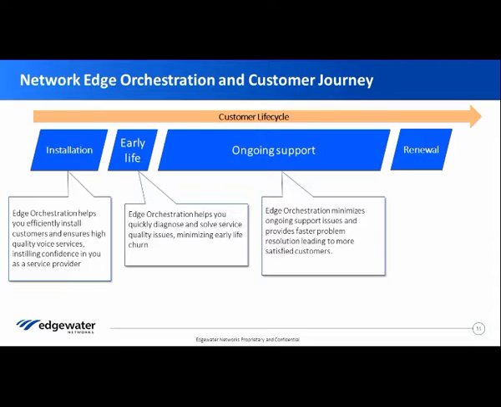So as you think about delivering business grade VoIP services, you have an installation phase where you want to efficiently go in there, install, and make yourself look very professional. You want to instill confidence in yourself as that service provider. Early life, we're going to talk about, is absolutely critical. Ongoing support is that idea of ongoing customer care and how you can minimize calls and truck rolls if customer issues happen.